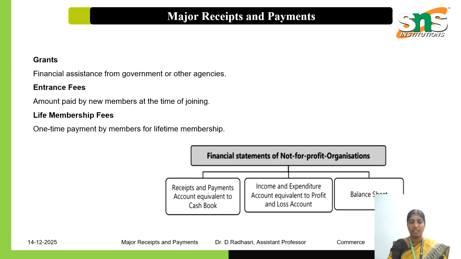The next we have seen the grants and the fees, and the life membership fees. In the life membership fees, there is a one-time payment by the members for a lifetime membership. In the financial statement, how it was handling the receipts and payments account equivalent to the cash balance. The amount is paid by a new member at the time of joining. The government organizing agencies provide public finance to companies and common people, how they want to gather and how they want to split up money to buy lifetime memberships.